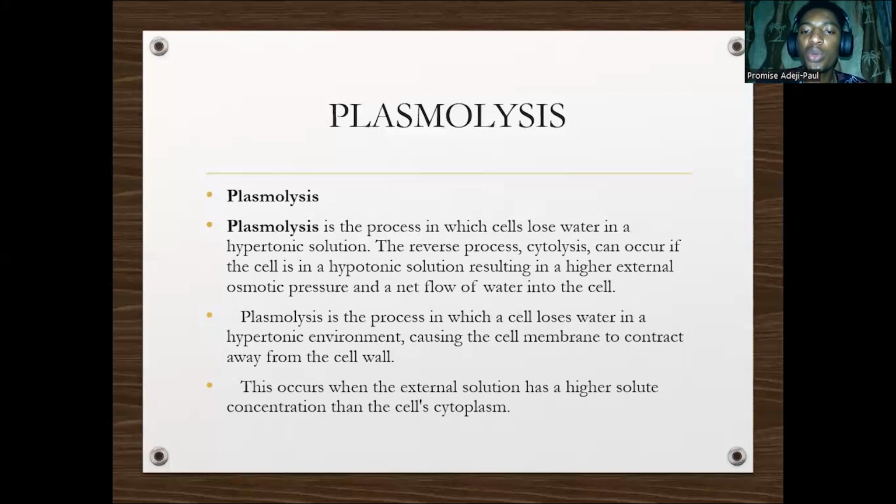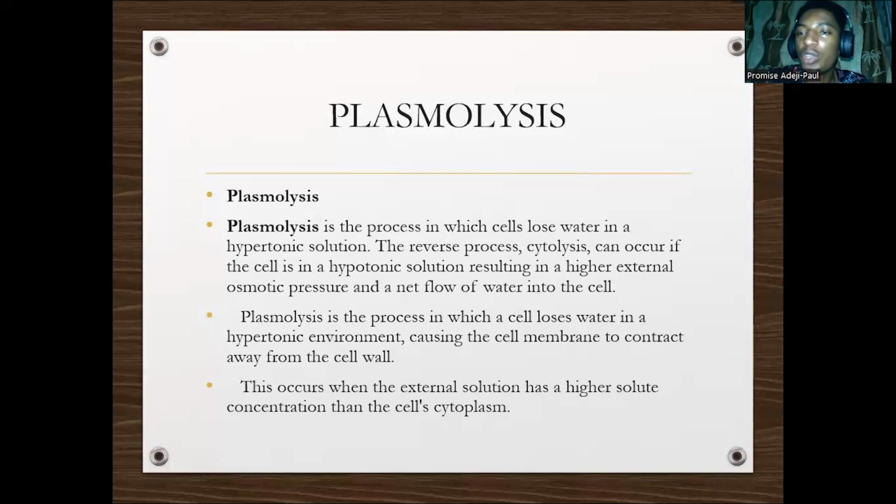So what is happening in plasmolysis? Plasmolysis is the process in which cells lose water in a hypertonic solution. We talked about this before. So just calm down and think about it. The reverse process, we call it what? Cytolysis. It can occur if the cell is placed in what? Hypotonic solution. I will not even try to explain it again. Just calm down and think about what I've explained before. And it results in a higher external osmotic pressure and a net flow of water into the cell.